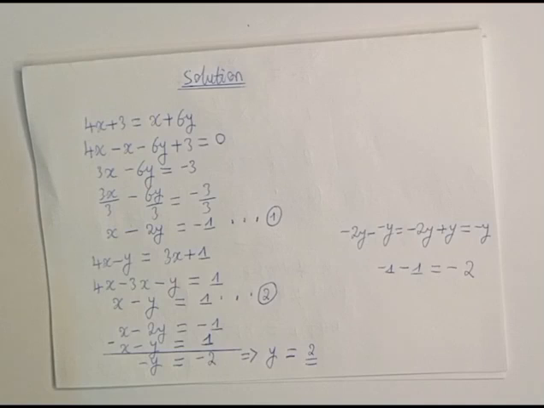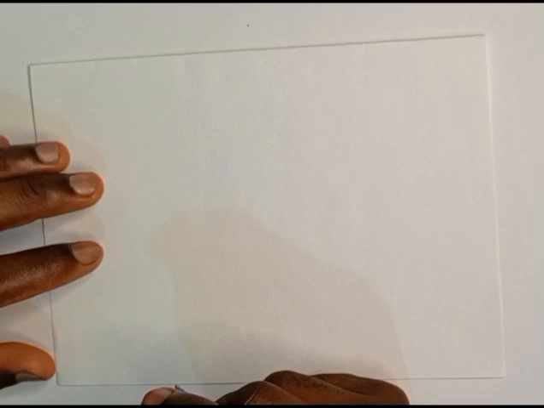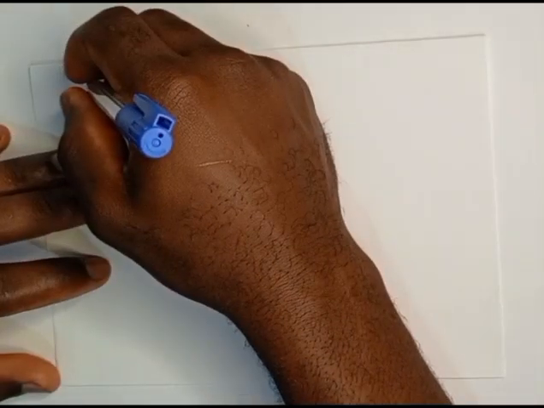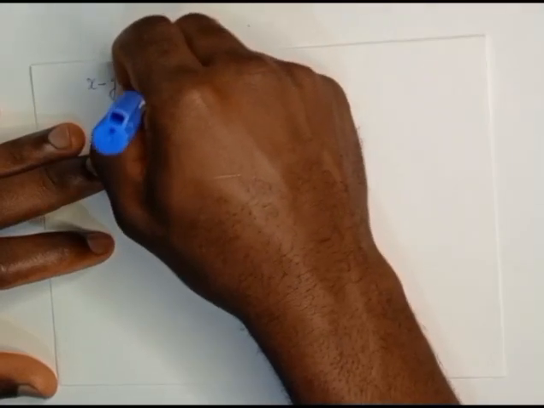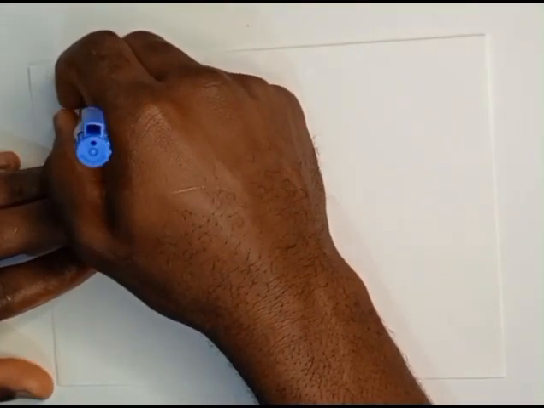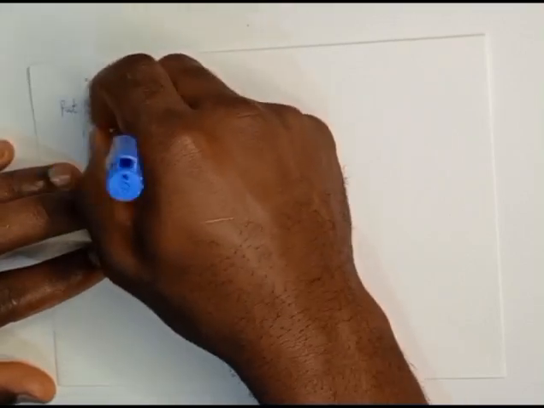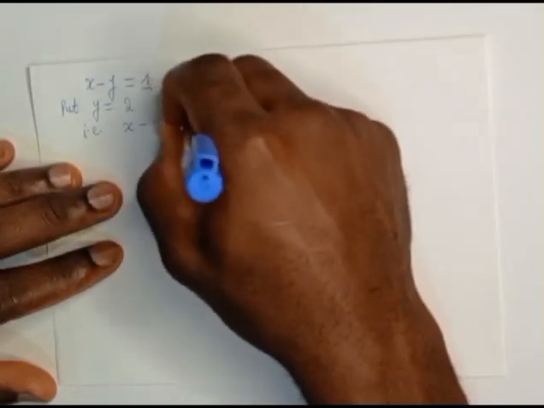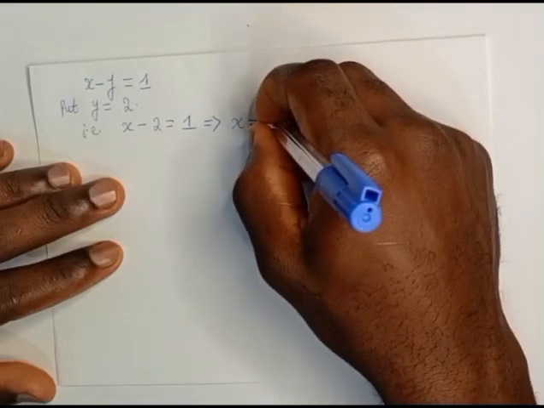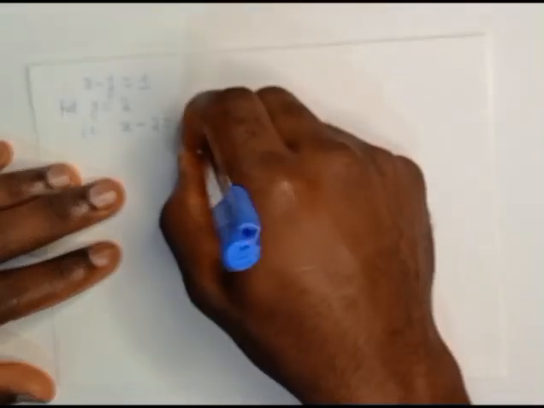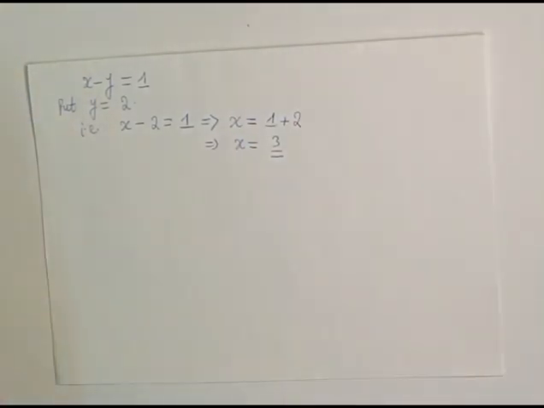Knowing the value of y, we can proceed to find the value of x by making use of any of the equations. Let's make use of equation 2, which is x minus y is equal to 1. If we put y equal to 2, we obtain x minus 2 equal to 1. Then, if we make x the subject of the formula, x will simply be equal to 1 plus 2. And this will give us x equal to 3. This is the value of x.